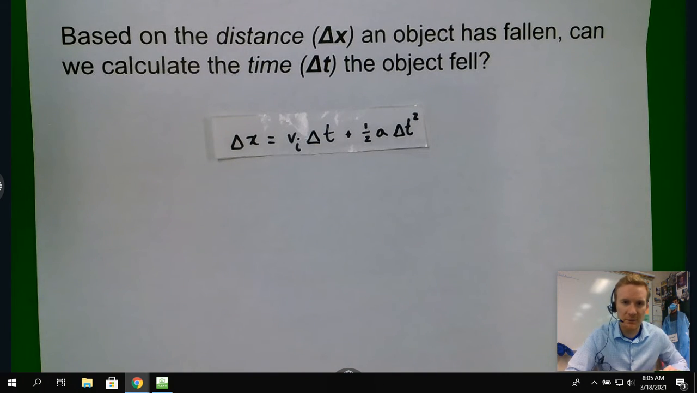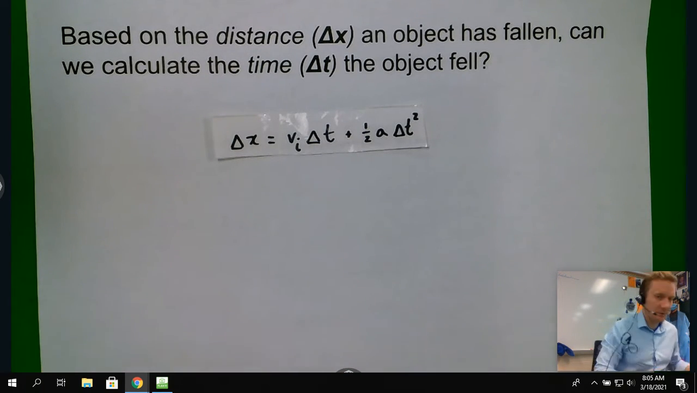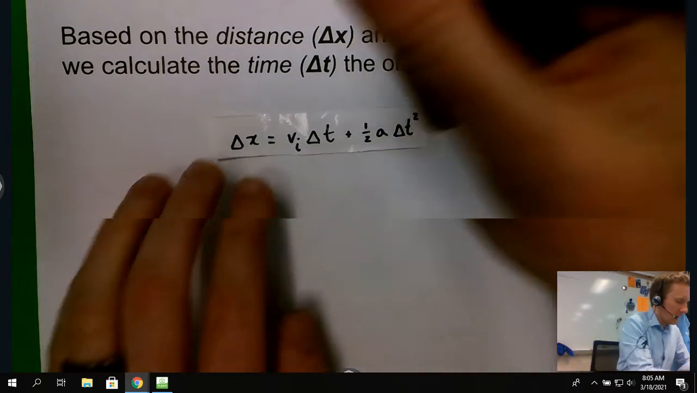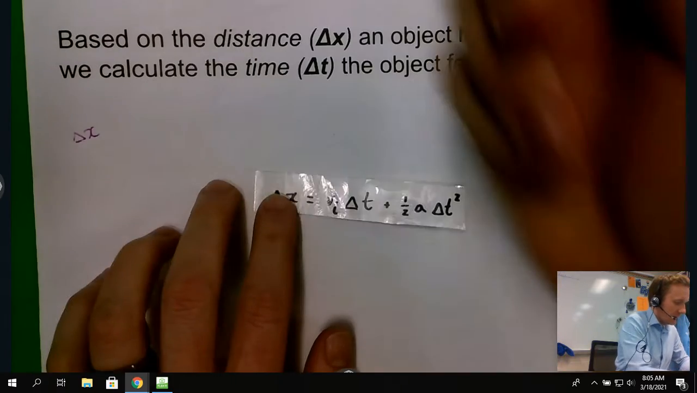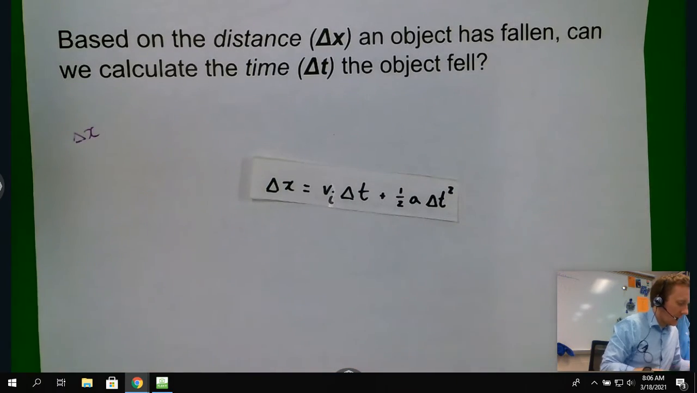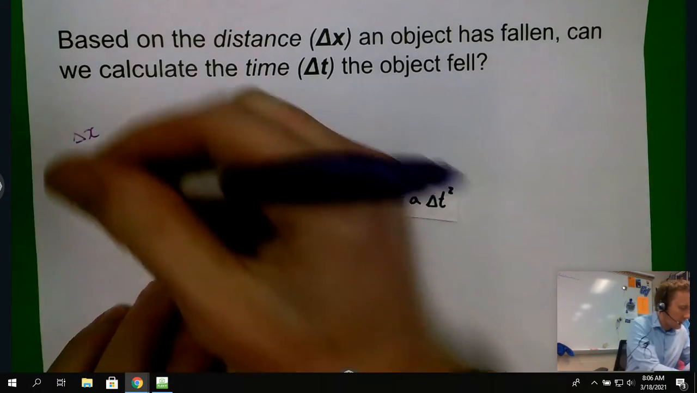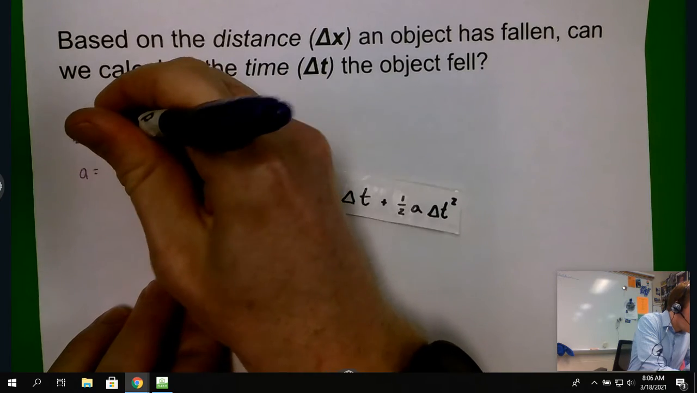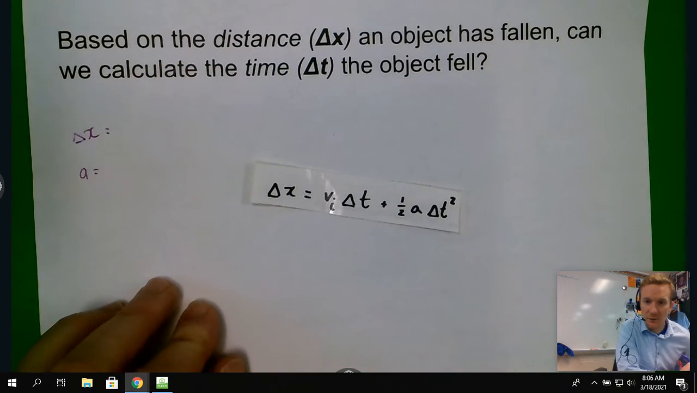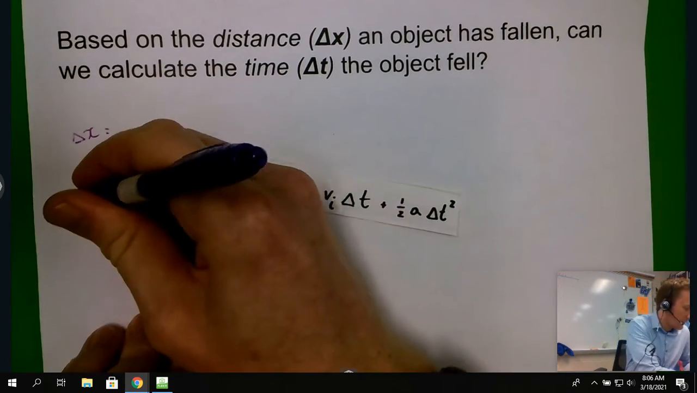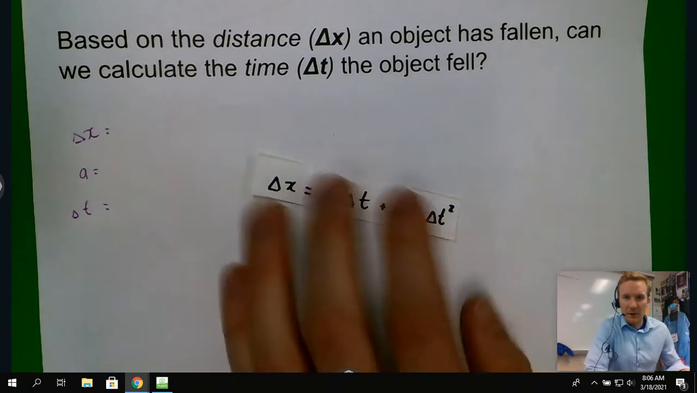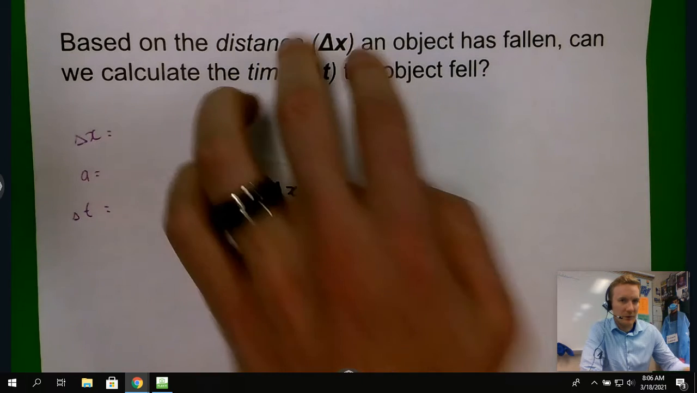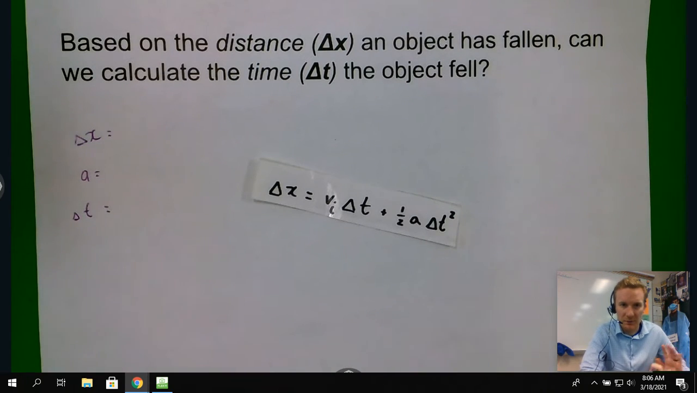The change in time. So as with all things, we can start off writing what we know. Based on these questions, we're going to know the distance that it fell. We're also going to know the acceleration due to gravity. And so the only thing that we're really missing here is our change in time. Now, I don't actually have a real question here, so I'm just going to throw in some variables and we'll make it up as we go along.